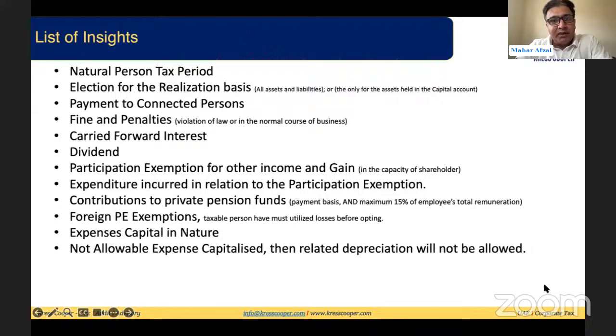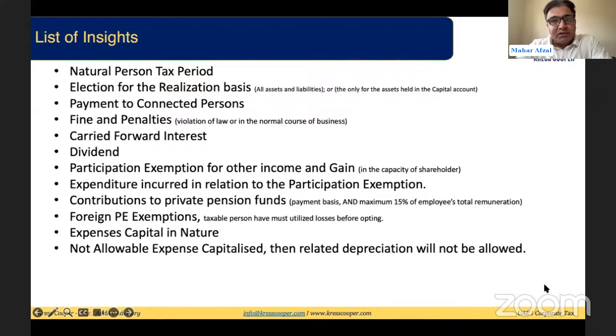Election for the realization basis. We know that if the taxable person is preparing the financial statements on accrual basis, they have an option to adjust the gains and losses on a realization basis. There are two options. The taxable person can opt for this realization basis for all assets and all liabilities that are subject to fair value and impairment testing. This is option one. Or they can opt only for the assets held in the capital account, then they will not be opting for the assets under the revenue account. Whatever option they take, it will be irrevocable unless there are special circumstances and approval has been granted by the FTA.